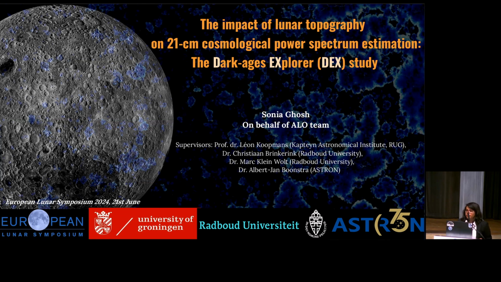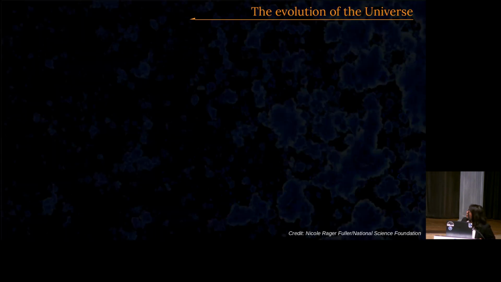Christian has already given a great overview of the different exciting science cases that are possible from the lunar far side and in the very low frequency regime. In my talk, I will delve a bit deeper into one of the science cases, namely the 21 centimeter cosmology, and discuss the impact of the lunar topography on the 21 centimeter cosmological power spectrum.